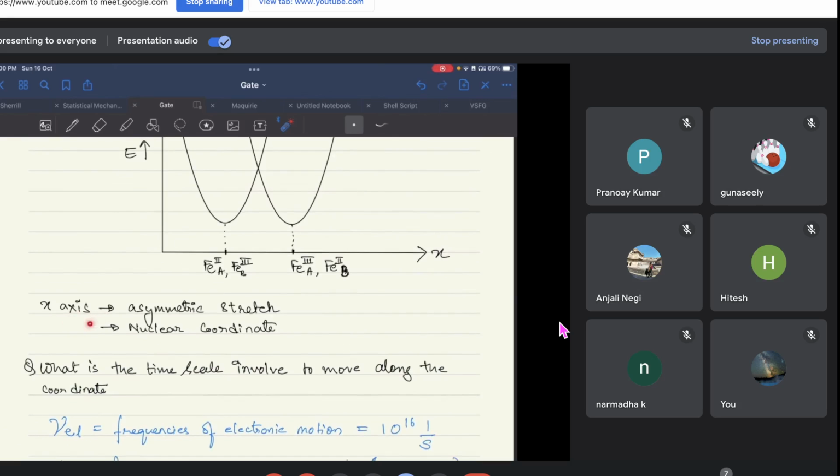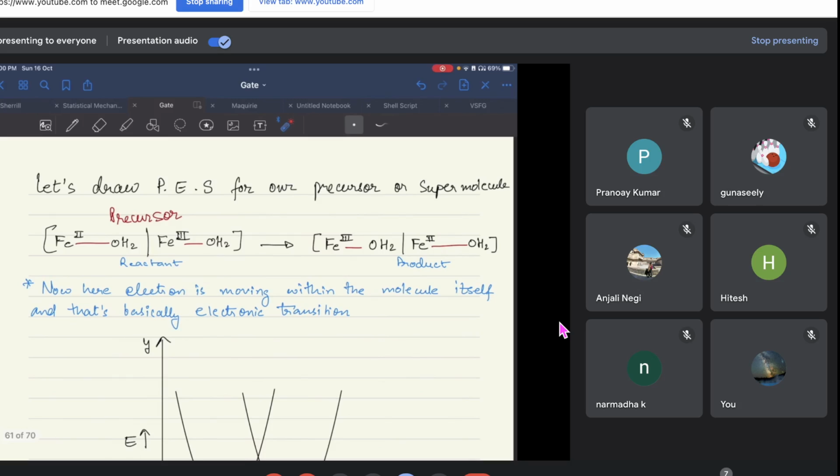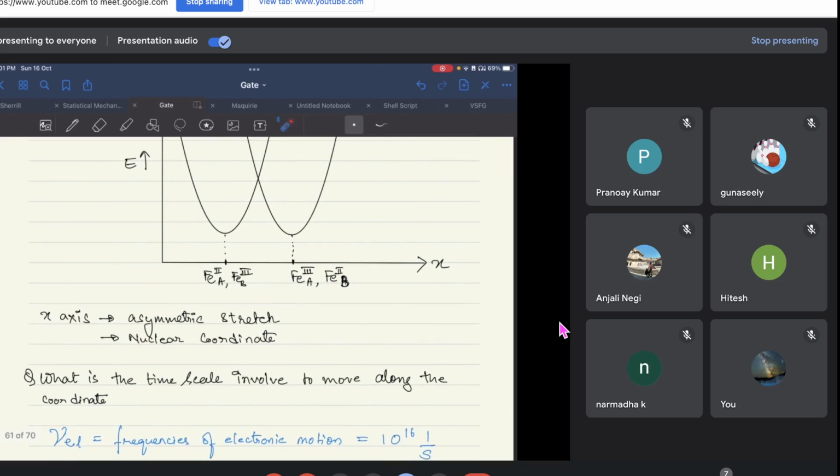Again, the x-axis is actually the asymmetric stretch. Why? Because you can see that the bond length is changing between my reactant and my product precursor complexes. So you need to take that this is not a symmetric stretch but an asymmetric stretch. We can also say that for FeA, FeB, the reaction coordinate is actually the nuclear coordinates.